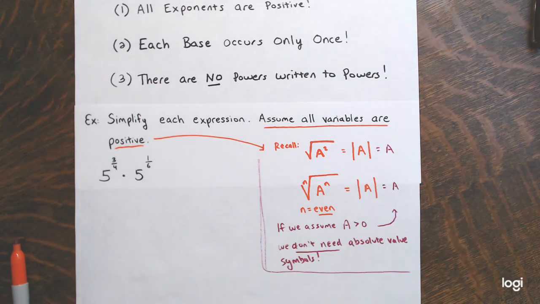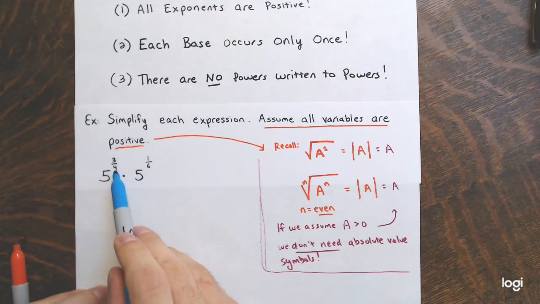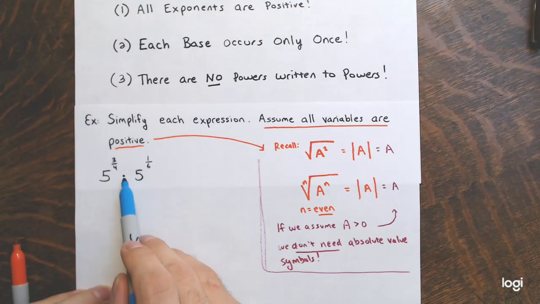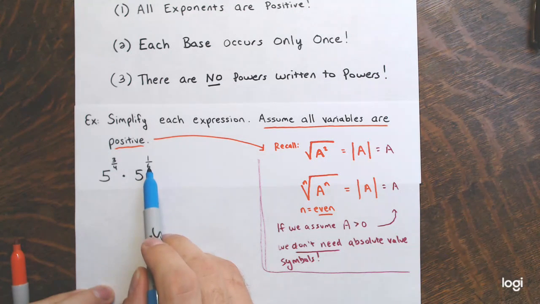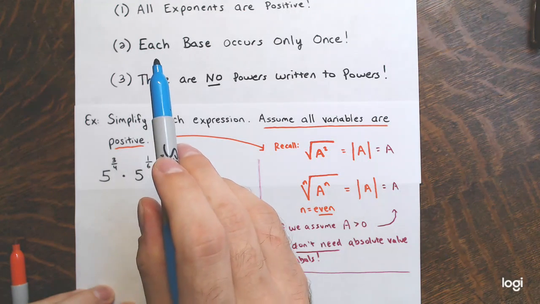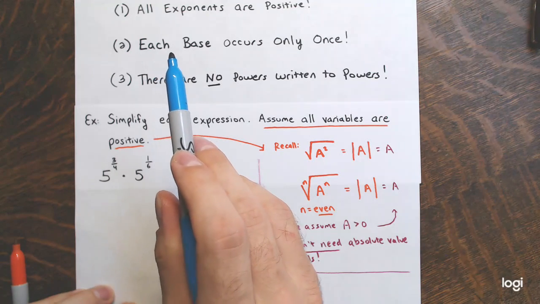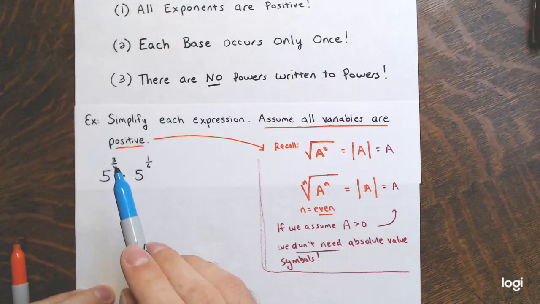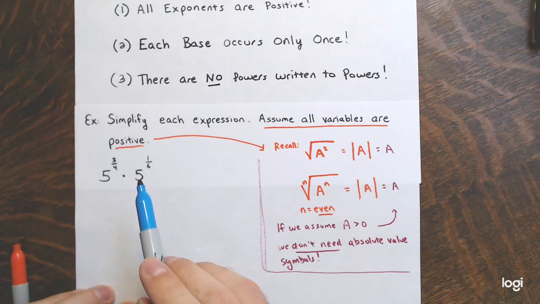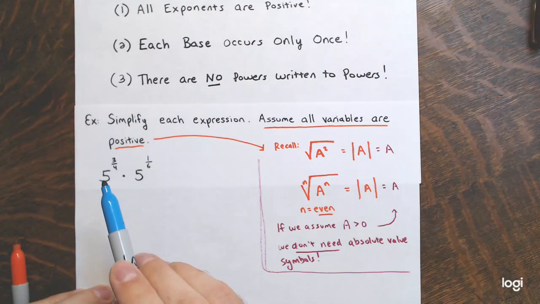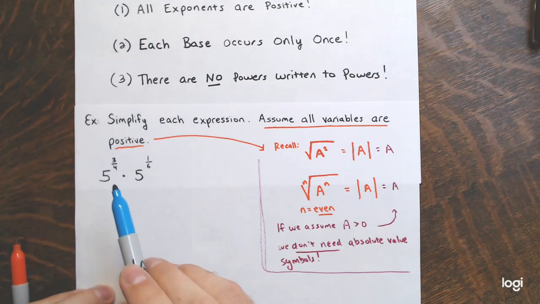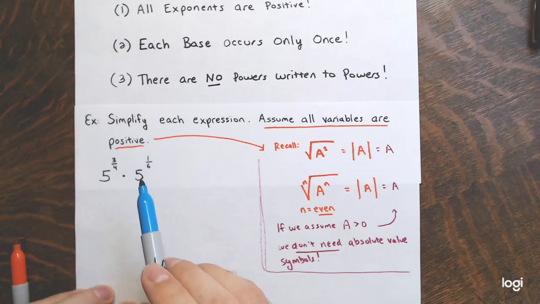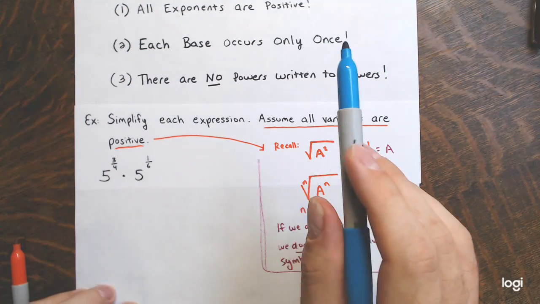Now let's talk about the property I plan on using. Here I have 5 to the 3/4 power multiplied by 5 to the 1/6 power. You see it's not considered simplified because number 2 is off: each base only occurs once. Here I have a base of 5 with exponent 3/4, and here I have a base of 5 with exponent 1/6. So you have two factors of this product where the base is 5, so number 2 is not happening.